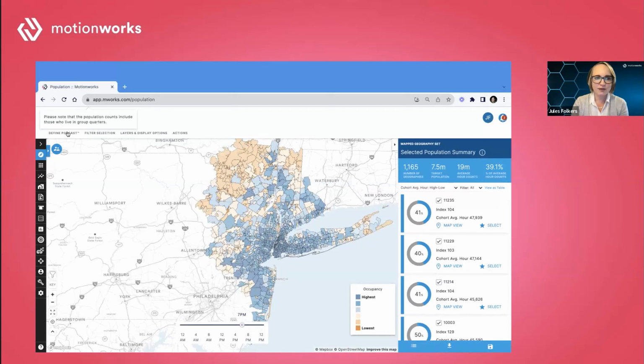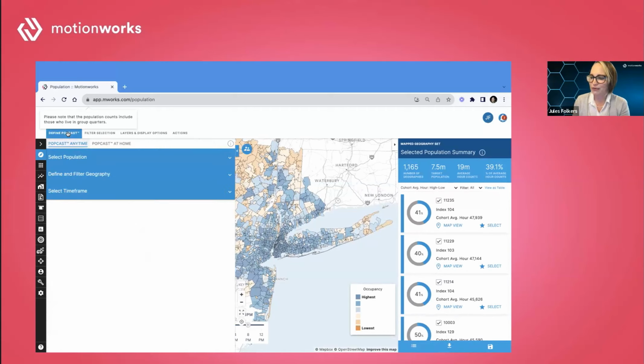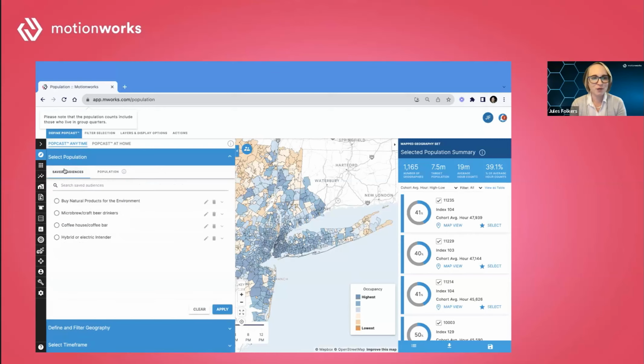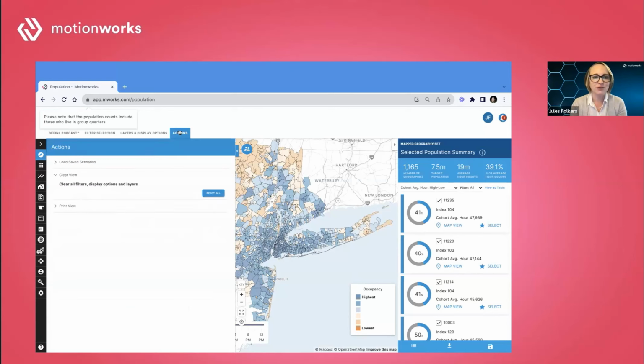So that is one of our use cases, walking through where people live and go that are most likely to buy those natural products based on environmental concern. Walking through a couple others, let's go back to our saved audiences. So this is one that I thought was really interesting. Excuse me. I'm going to quickly do a reset all.